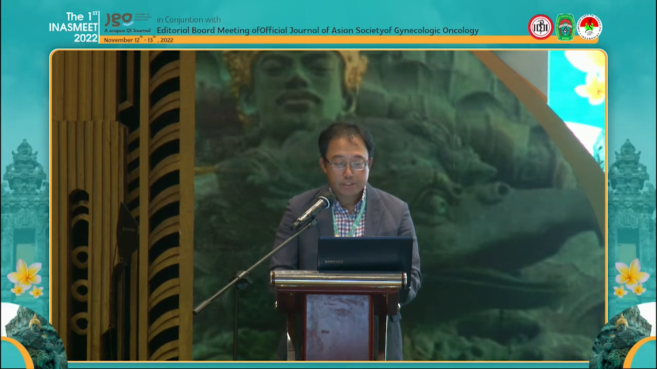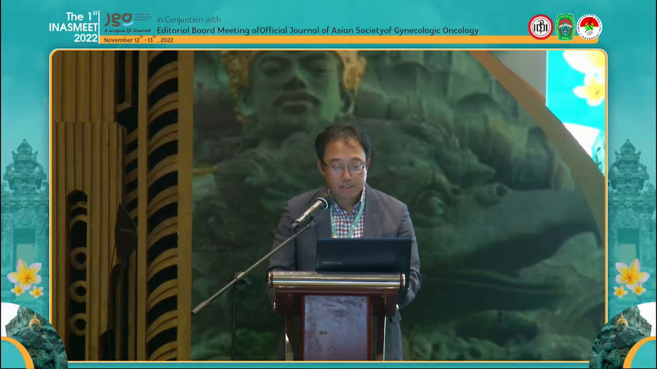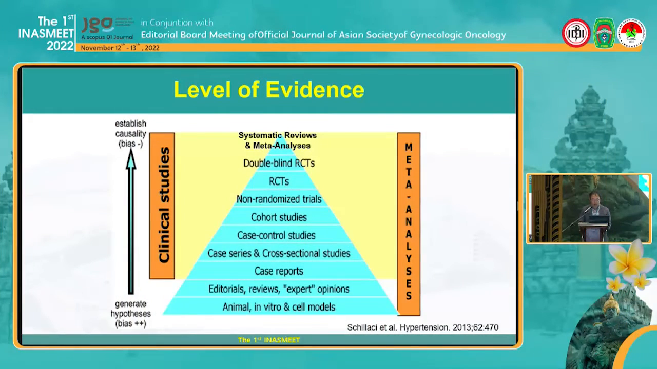The level of evidence differs according to the study design, and evidence from a randomized controlled trial is considered to be at the top of the evidence pyramid, as shown here. The biggest reason is that there is no bias, or bias is minimized, in a randomized controlled trial. So it is recommended that clinical practice decisions are based on evidence emanating from well-conducted randomized controlled trials when available.